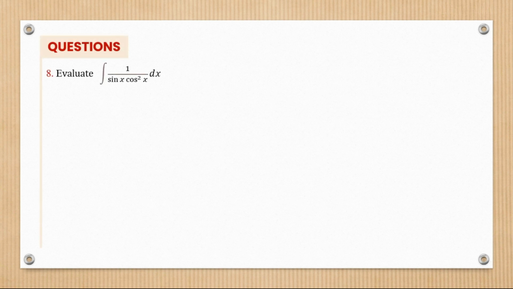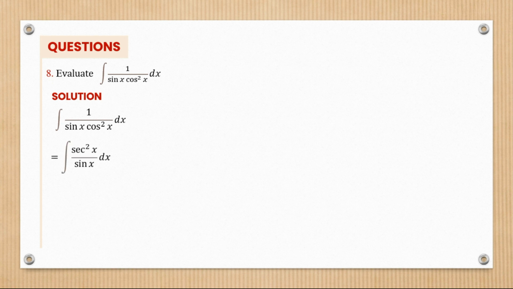Alright, so let's look at another question. This looks almost similar in arrangement to the former question, but it is actually very different. We're being told to evaluate the integral of 1 over sine x times cos squared x dx. So how do we solve this one? As I've said, it's different from the initial one, but it's also possible to work out.